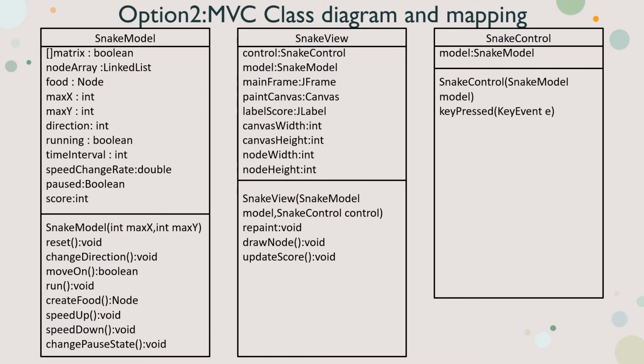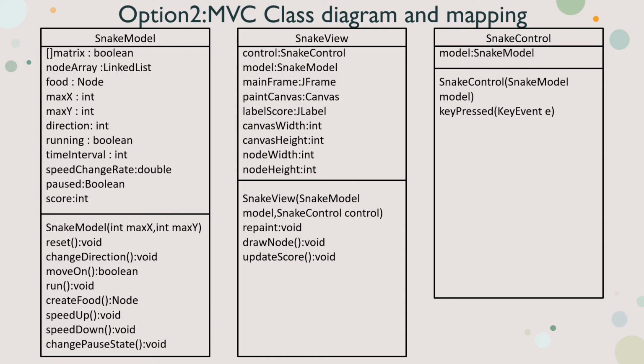For snake view, main frame represents the game window. Paint canvas represents the map. Canvas width and height represent the size of the map. Node width and height represent the coordinate of the food. For the method part, repaint is responsible for the drawing of the map, including snake and food. Drawing node means generation of the food.